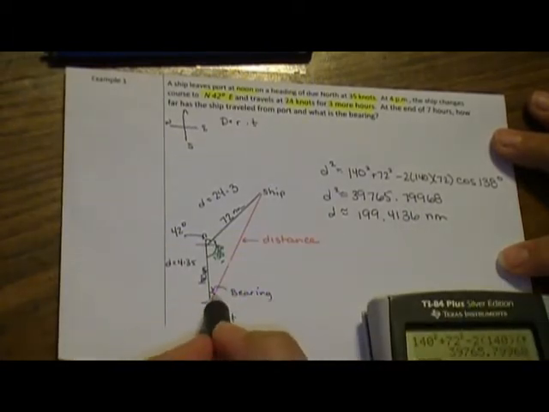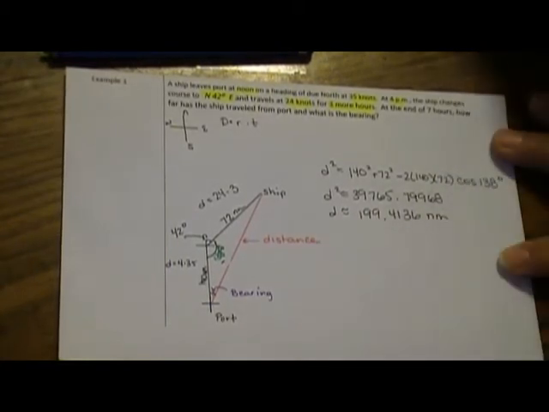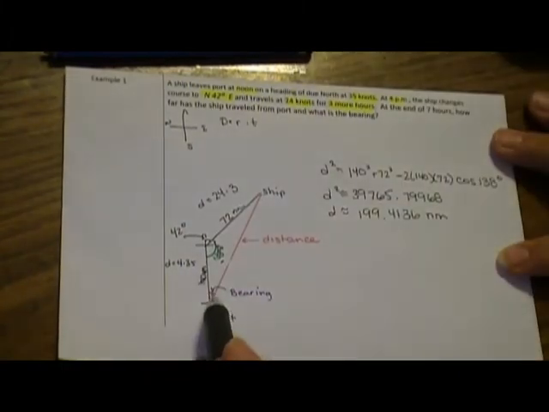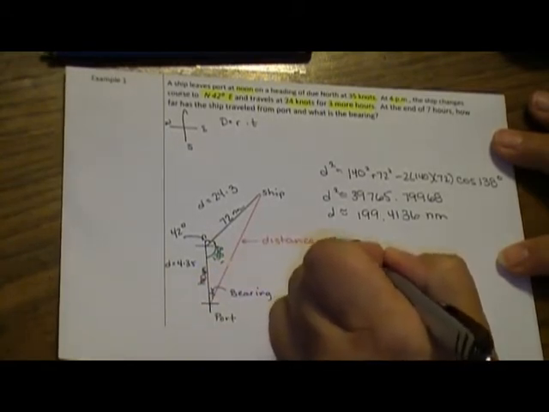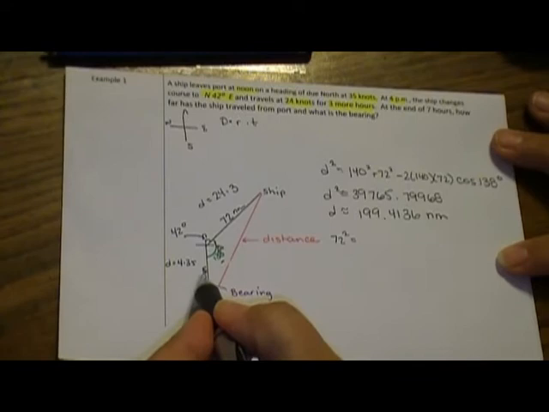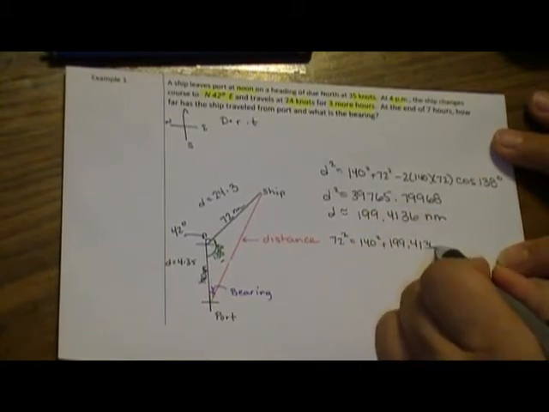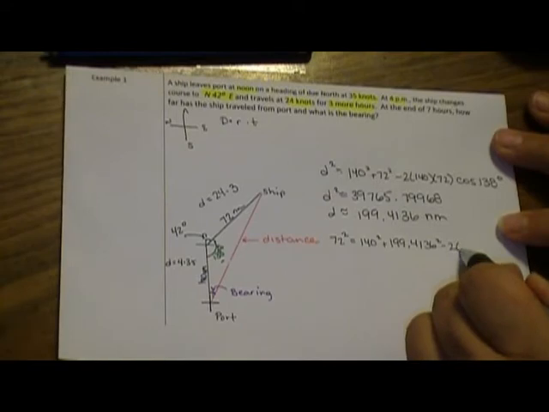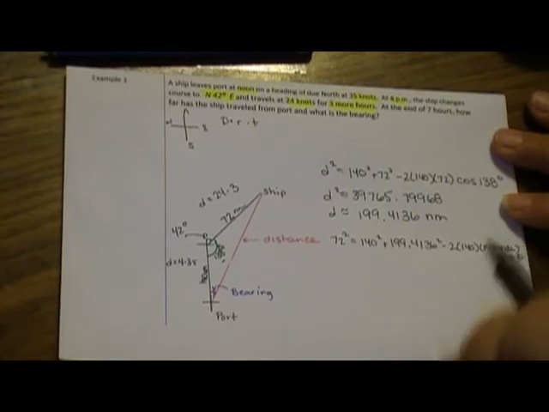So now I have to find this angle in here. And again, I'm going to use law of cosines. Remember, if you start with law of cosines, you have to do a second one. So to get this angle right here, which I'm going to call theta, the opposite side squared equals the 140 squared plus the side we just found squared, minus 2 times that 140 times 199.4136 times the cosine of theta.